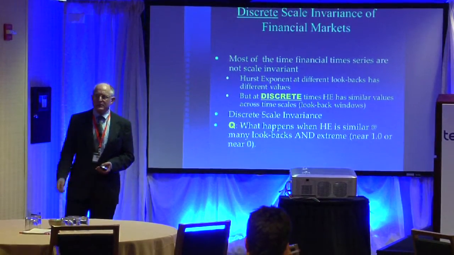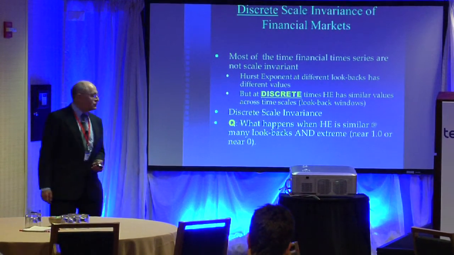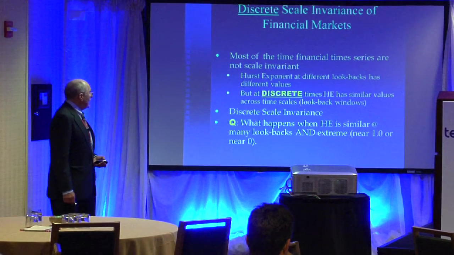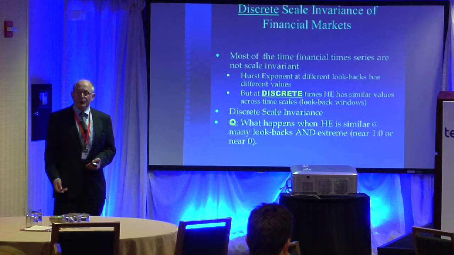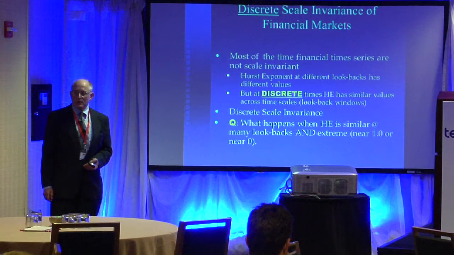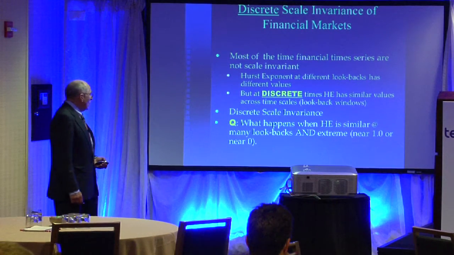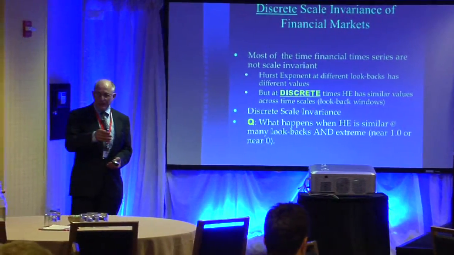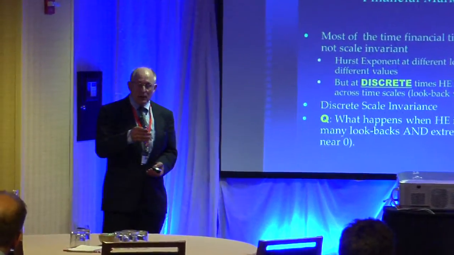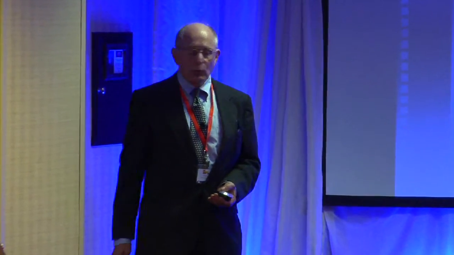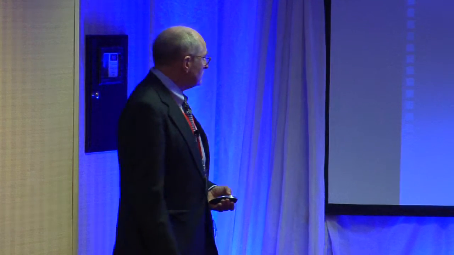At discrete times, financial time series do show scale invariance. And that means that the Hurst exponent computed at various look-back levels is going to take on roughly similar values. So they asked the question, what happens when scale invariance shows up in a financial market time series and that value is either close to 0 or close to 1? And that was the basis of this extreme Hurst signal.